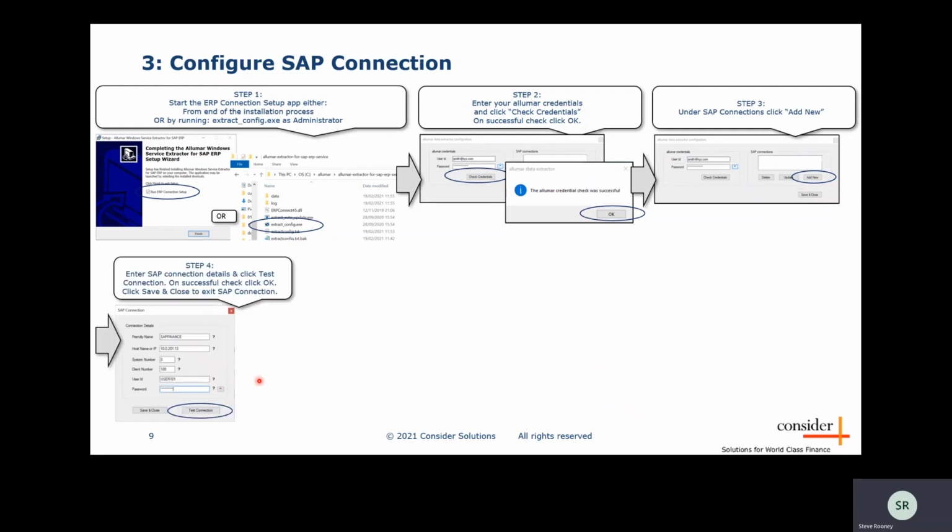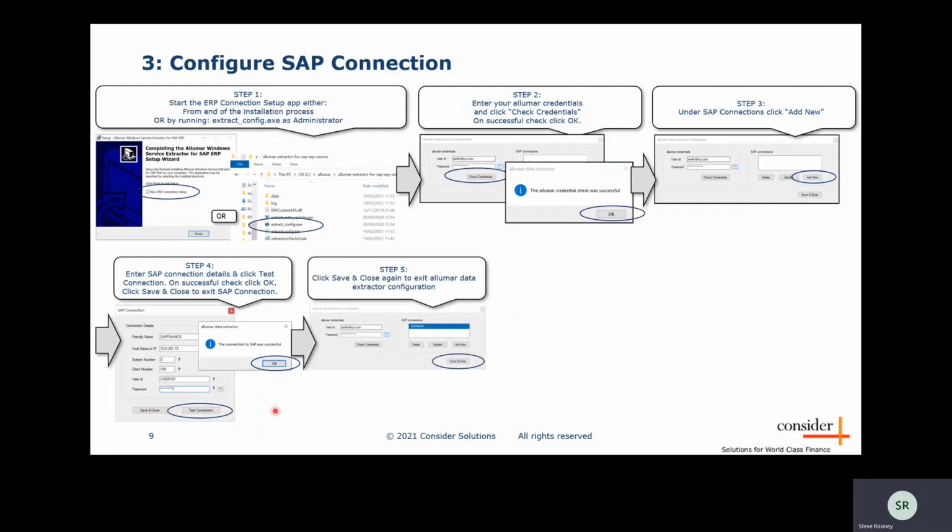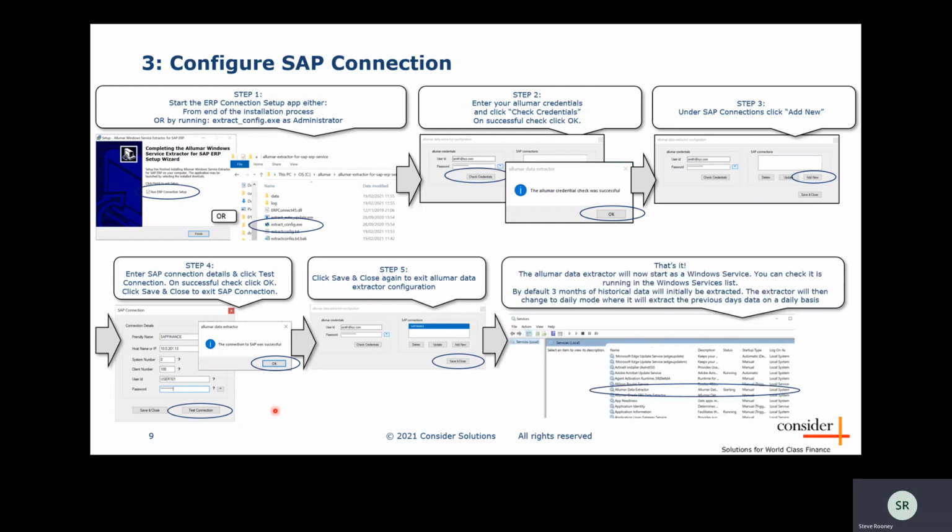Enter the details of your SAP system. Then if the connectivity is OK and the details are correct, then you should get a successful message. Click on OK, click on Save and Close, click on Save and Close again. And that's it. The allumar Data Extractor will now start as a Windows service, and you can check that in the Windows services list. By default, 3 months of historical data will initially be extracted. The extractor will then change to daily mode when it will extract the previous day's data on a daily basis.